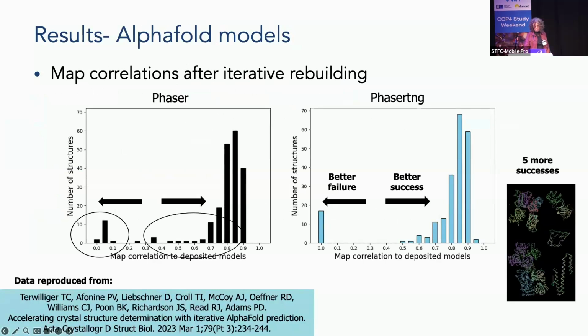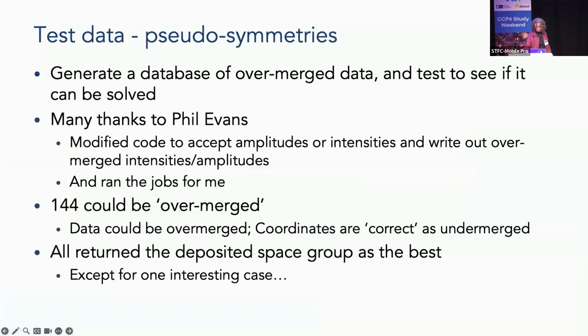And there are two things to note from this. The first is that there's better failure. So in other words, Phaser TNG is telling you more when things go wrong. And it's also moving things across to the right, so getting higher correlation coefficients. It's placing more components and more components more accurately, which is allowing the AutoBuild to continue on. There were also 5 cases where Phaser TNG was giving results where Phaser wasn't.